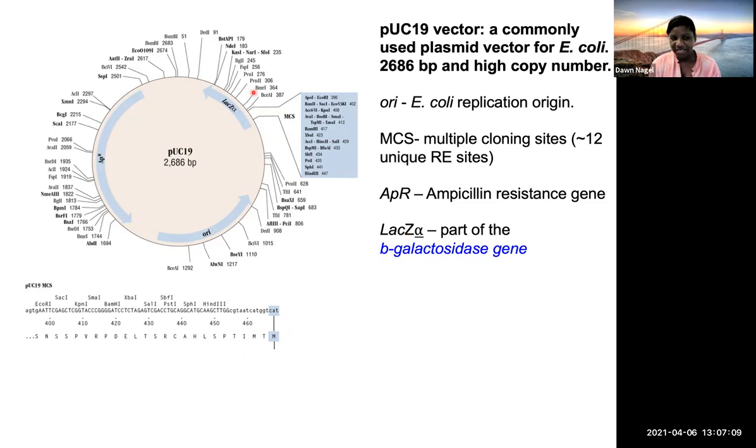What we have within this plasmid is not the complete beta-galactosidase gene, or lacZ gene. It's just a part of it, and it's referred to as lacZ alpha, because it's just a part of this gene that's present in this plasmid. And within it is this MCS.